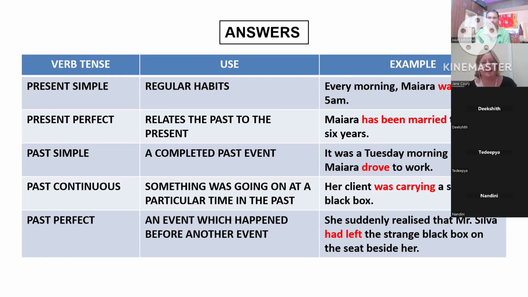The third one, it was a Tuesday morning and Mayada drove to work. So that means the event has finished. So we use past simple when it's finished. Her client was carrying a strange black box. So it was something going on at a particular time in the past, and it gives you the background of the story. And the past perfect, an event which happened before another event. So she suddenly realized that Mr. Silver had left the strange black box on the seat beside her. So had left came before she realized.